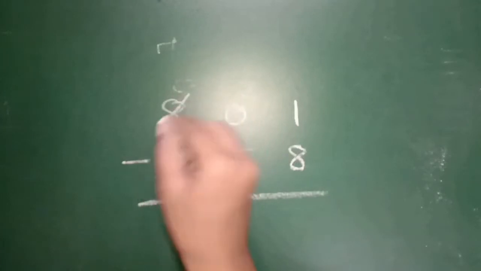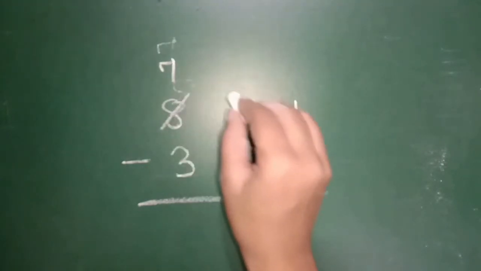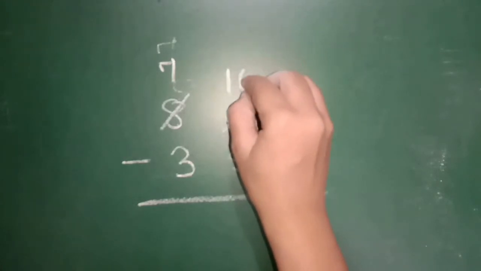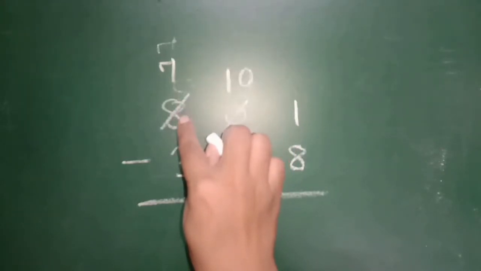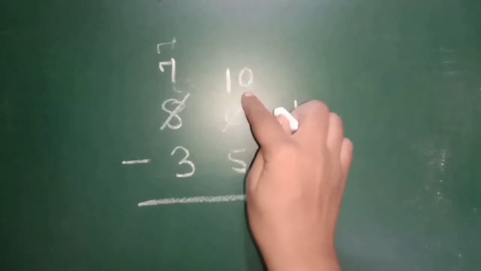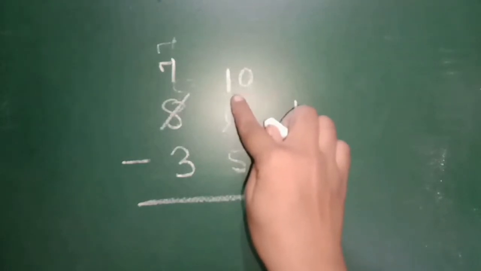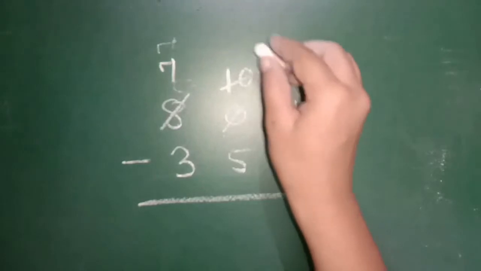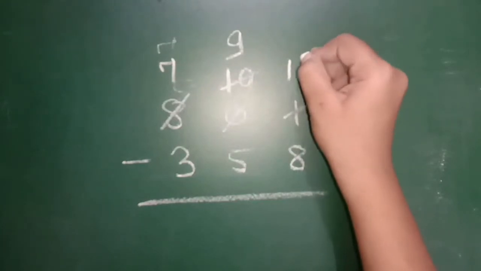So cut 8 and write here 7 and borrow 100. Okay, so cut this 0 and it will become 10 tens. Okay, now student, we can borrow from tens place. So borrow 1 tens. So cut this 10 and write here 9 and cut this 1 and write here 11.